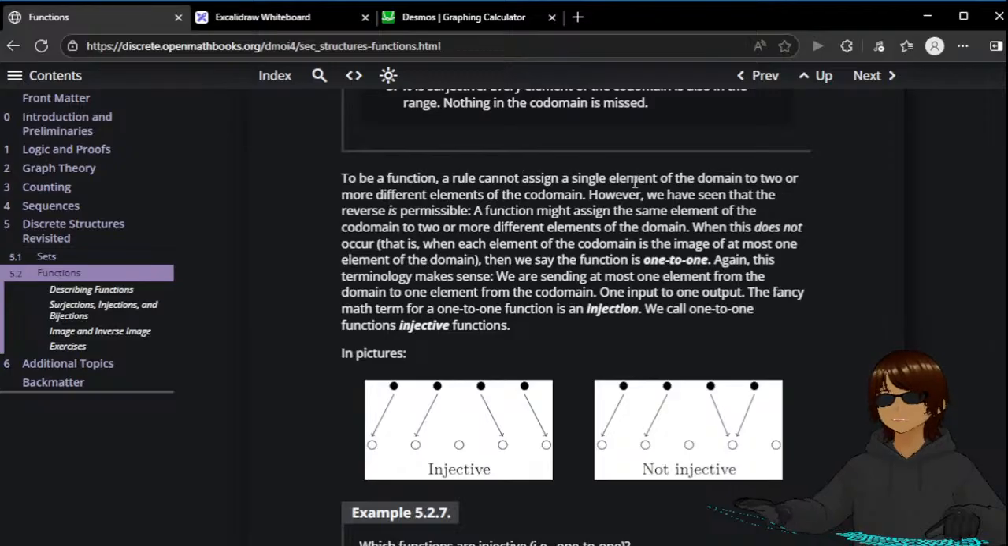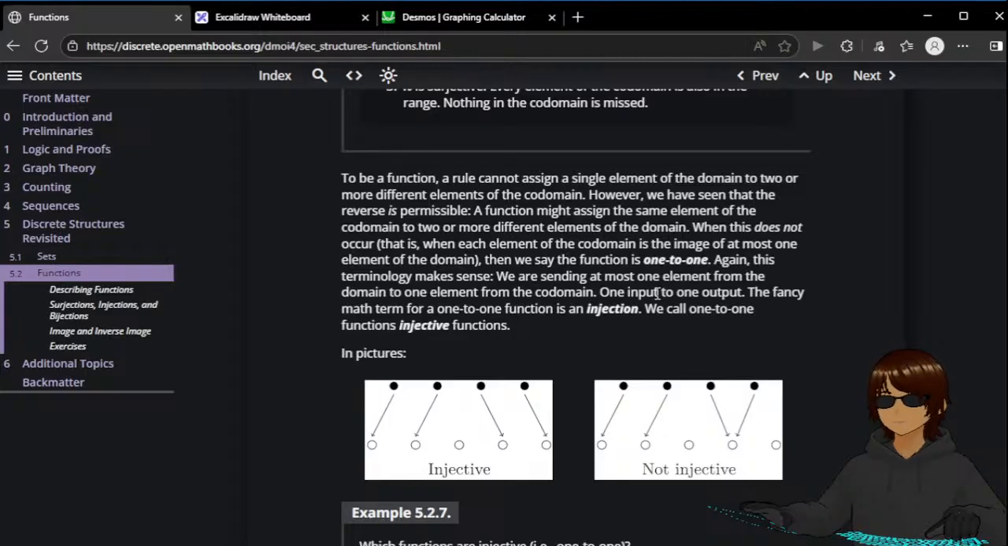To be a function, a rule cannot assign a single element of the domain to two or more different elements of the codomain. However, we have seen that the reverse is permissible. A function might assign the same element of the codomain to two or more different elements of the domain. When this does not occur, we say the function is one-to-one. Again, this terminology makes sense. We are sending at most one element from the domain to one element from the codomain. One input to one output.